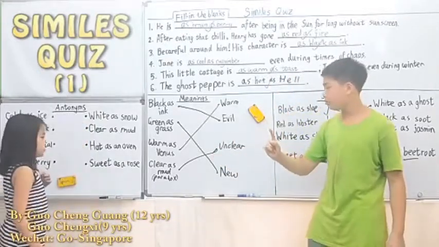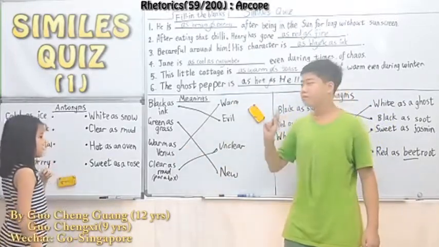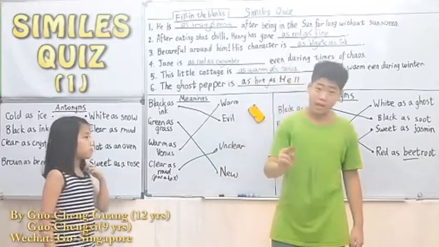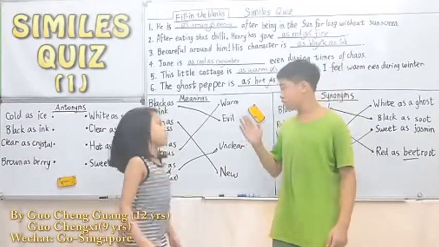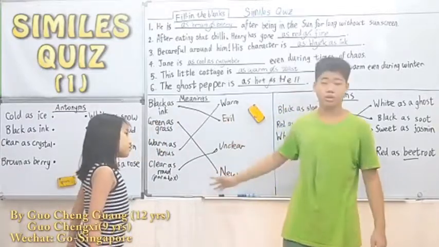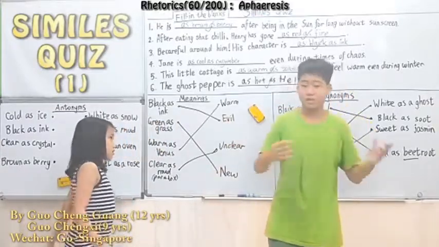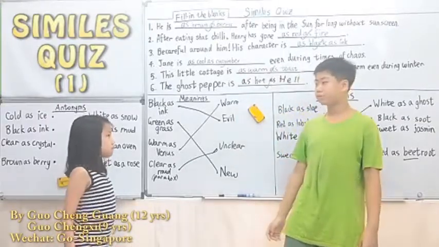Now we're learning rhetorics, right? Let me tell you something. There is one type of rhetoric called oxymoron. Oxymoron is sort of a paradox, but it's just with phrases or even words. They have opposite meanings, right?